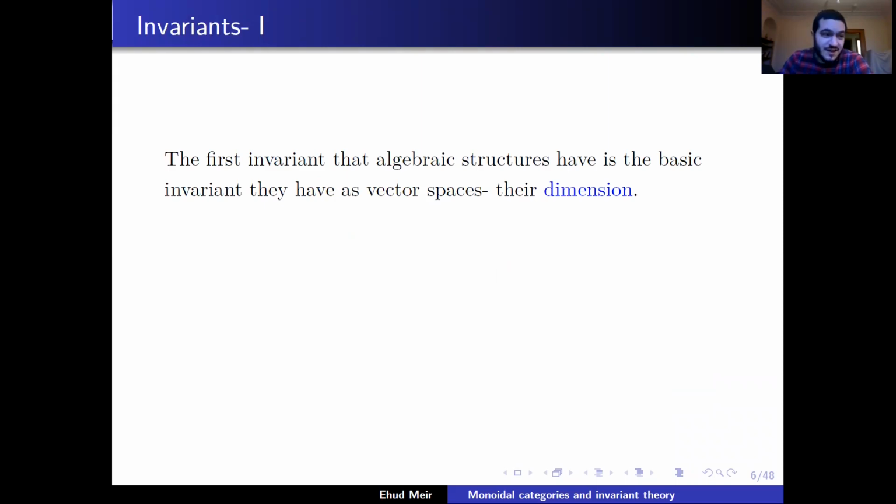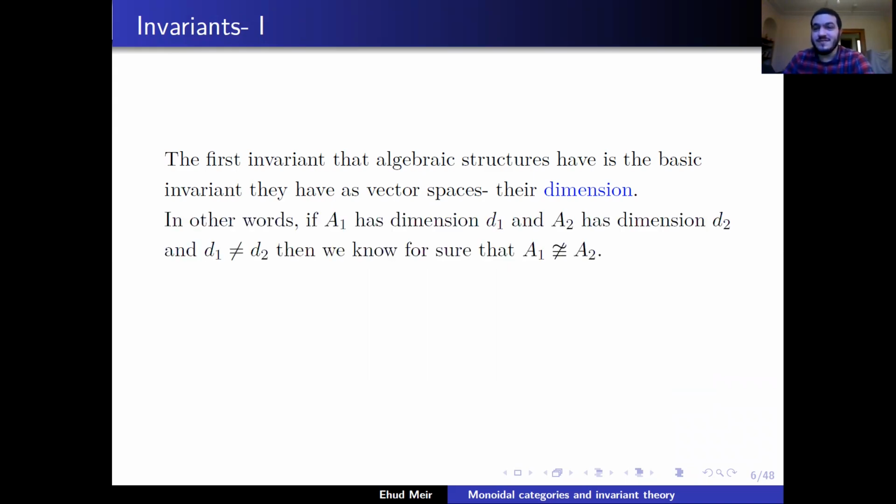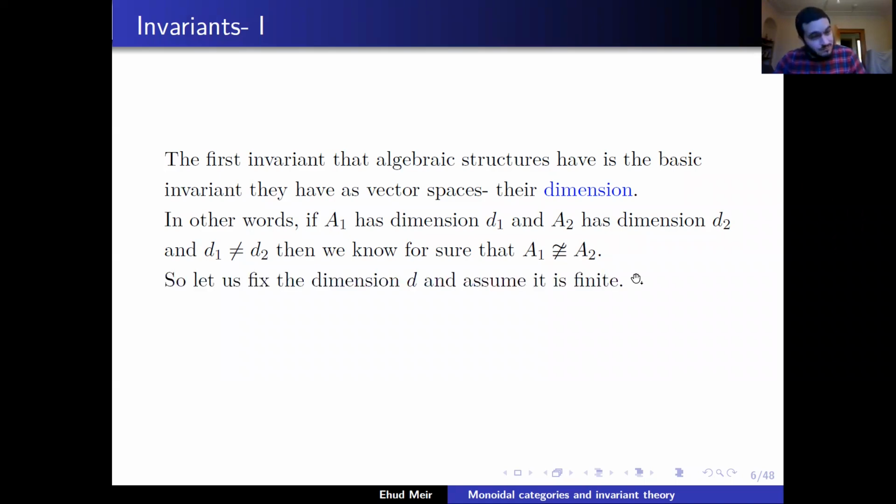Okay, so let's start. We want to get some invariants for our structure. So the first invariants that an algebraic structure has are just the invariants they have as vector spaces, which is their dimension. So in other words, if we have, let's say, one algebra of dimension D1 and one algebra of dimension D2, and D1 is not equal to D2, then they are not even isomorphic as vector spaces, let alone as algebras. And we know that A1 is not equivalent to A2. Okay, so let us fix the dimension D. Let's assume it's finite, as we said.